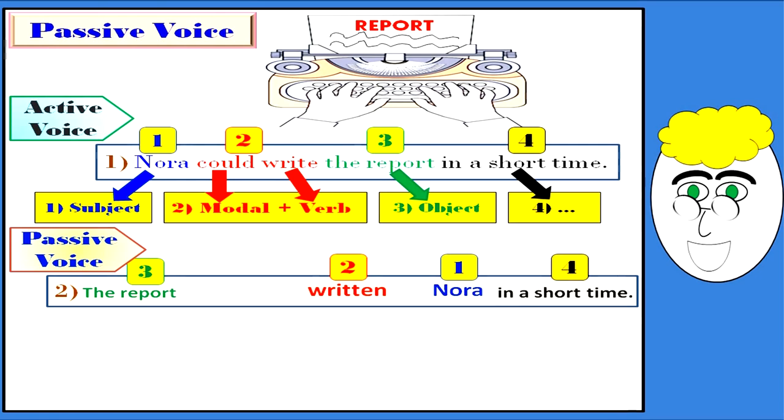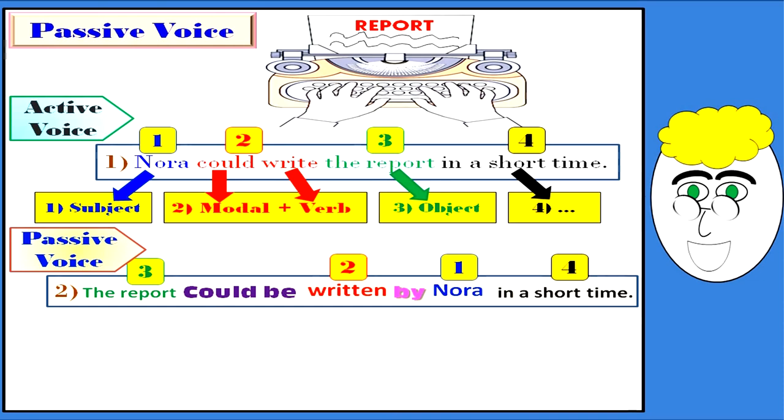The sentence is: the report written Nora in a short time. The sentence isn't correct. To make it correct, we need to add some words. Can you guess the first words to add? The report, great, could be written. The report could be written by Nora in a short time. Now the sentence is correct.